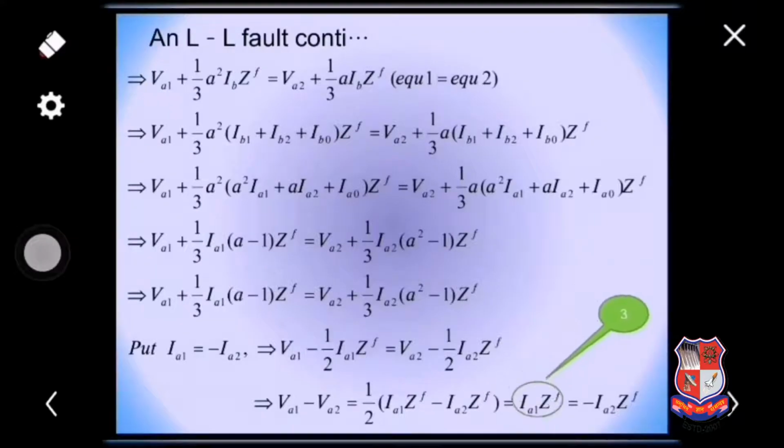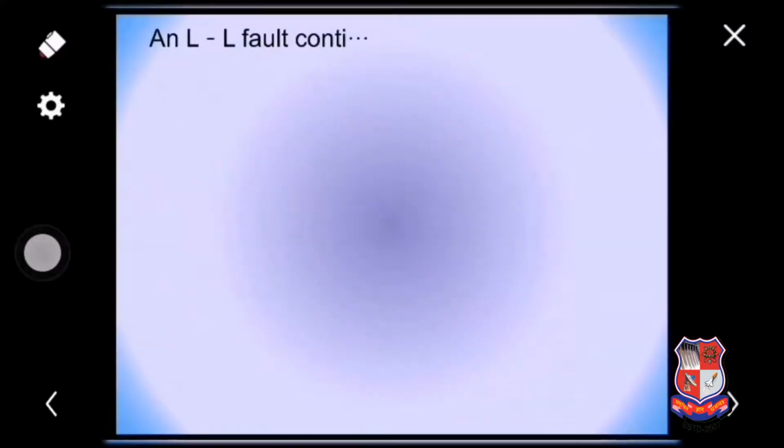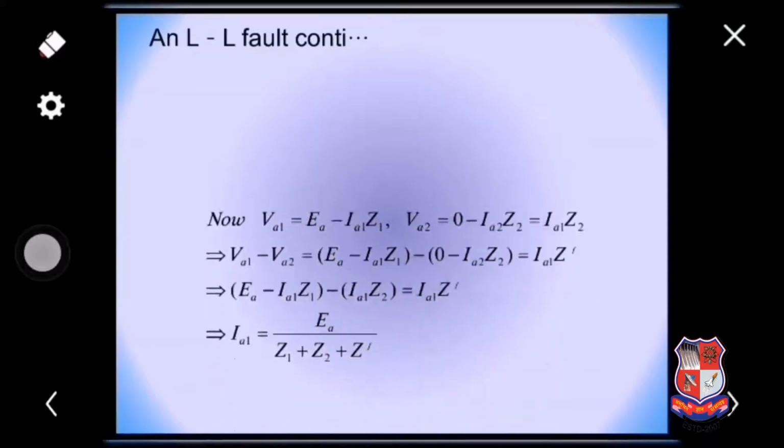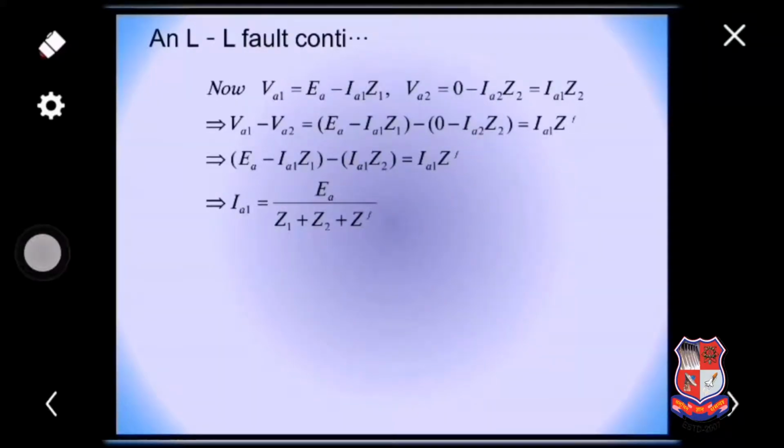But even if ZF is not equal to 0, VA1 minus VA2 is the potential drop across ZF through this current IA1 or minus IA2. Fine. So now let us derive the fault current equation further, using these three basic equations and the basic equations of VA1, VA2, VA0. Do mind well, VA1 is equal to EA minus IA1 into Z1, VA2 is minus IA2 into Z2, and put the value of minus IA2 equal to IA1, what we have derived.